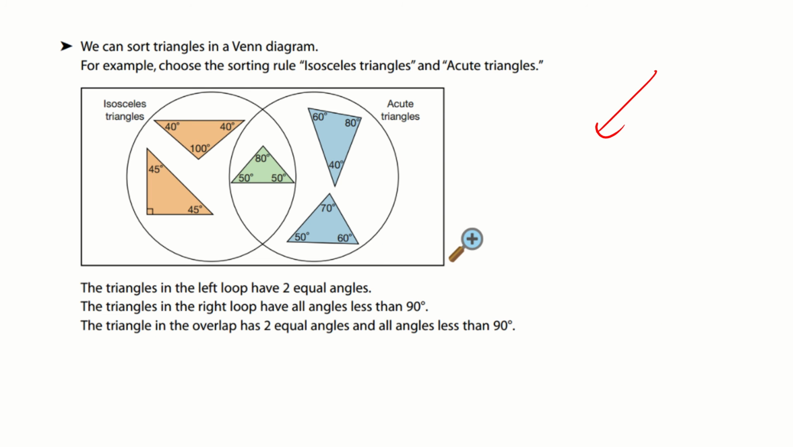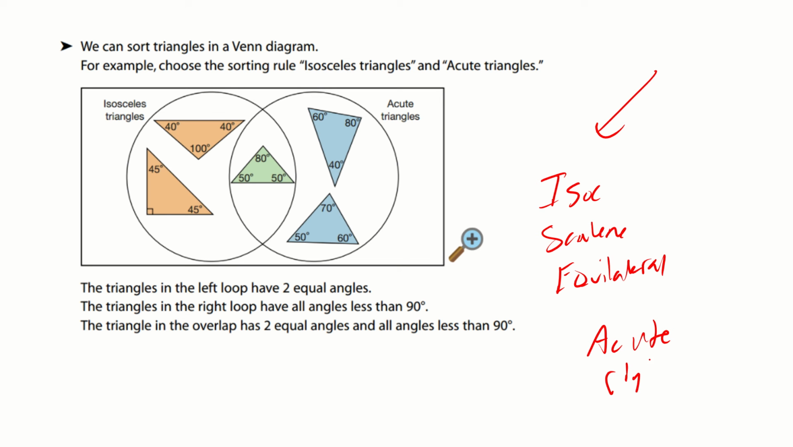So one of the reasons why you learned about all the different types of triangles, so you learned about isosceles, scalene, and equilateral, all right? Then you learned about acute and obtuse. Okay, so the reason you did this is because now you're able to compare. So it says we can sort triangles in a Venn diagram. For example, choosing the sorting rule, isosceles triangles and acute triangles, okay? You can look at any triangles and put what needs to go in the Venn diagram.